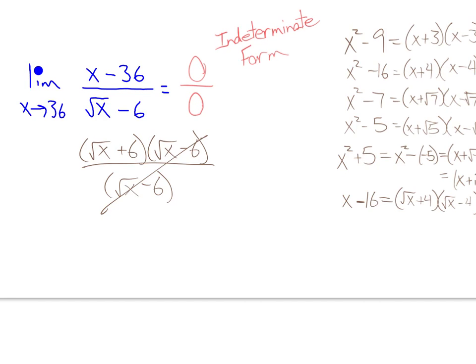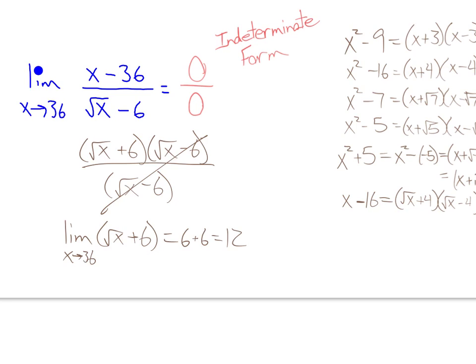Alright, so now all we have to do is take the limit as x approaches 36 of the square root of x plus 6. And that we can just evaluate. Square root of 36 is 6, 6 plus 6 is 12. So what do you do about that hole? Well, the hole is actually the point (36, 12).